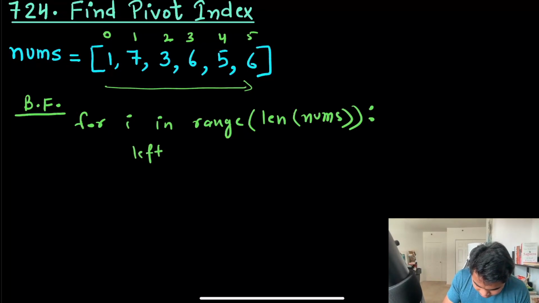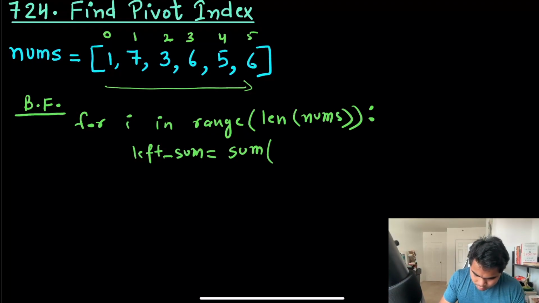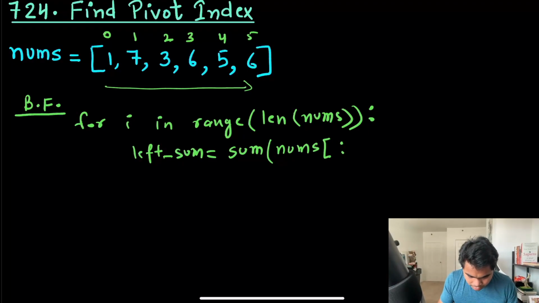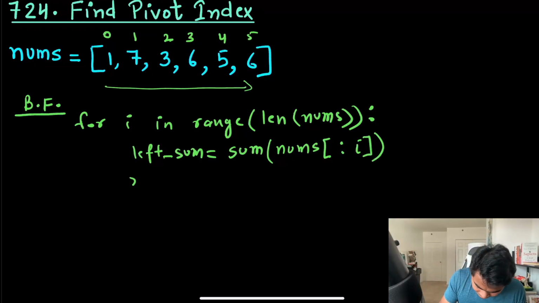So what is left sum? For left sum, I will use the sum internal function. What I'm trying to do is find the sum of the values in nums from where? From 0 till this index. By the way, I will just put i because this i is exclusive, right? i is exclusive.